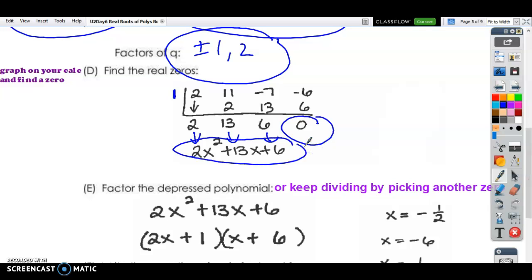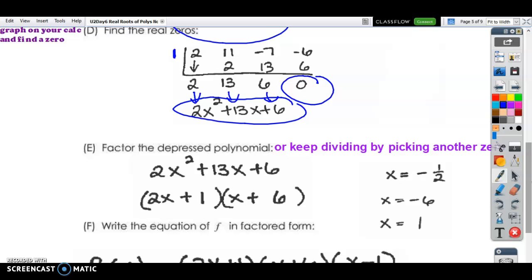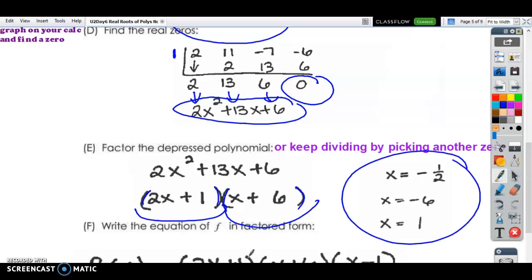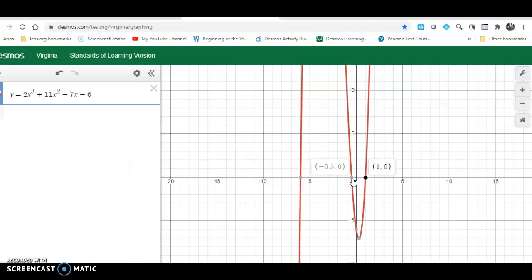I think it's in your best interest at this point to not continue dividing. You can if you want, just like we did, but I think it's easier to go ahead and just factor it since it's a trinomial. So if you go ahead and factor it, if I set 2x plus 1 equal to 0 and x plus 6 equal to 0, here are my zeros. And you can check that by looking at the graph. Okay, so we got negative 0.5 and then negative 6.